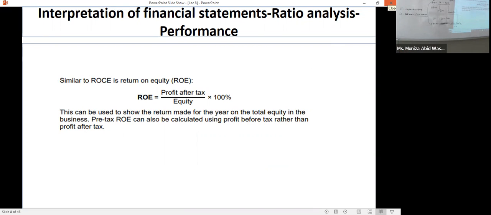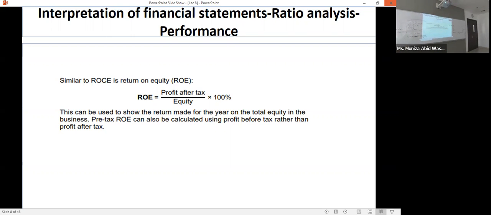Students, similarly to return on capital employed, we can use the formula of the return on equity as well. If we are concerned to know how well the equity finance is being used in the organization, then instead of doing return on capital employed, we can do return on equity. So return on equity formula will be profit after tax divided by equity multiplied by 100. So over here, instead of using total capital employed, we are using only the equity financing. So we are not seeing the efficiency of the finance which is provided by the third parties, but the efficiency of the finance which is being provided by the investors.